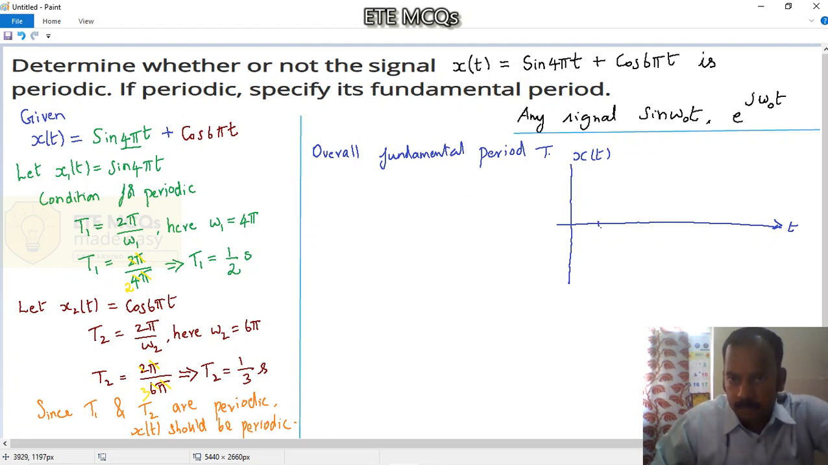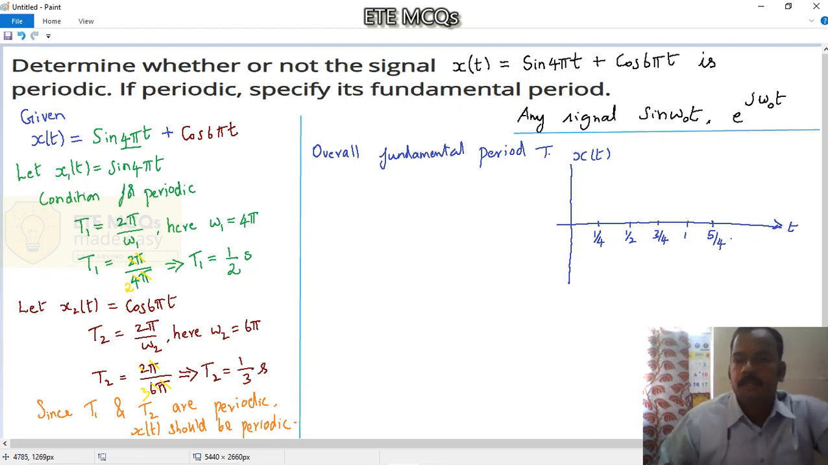Let us have it as 1 by 4, 1 by 2, 3 by 4, 1, 5 by 4, and so on.